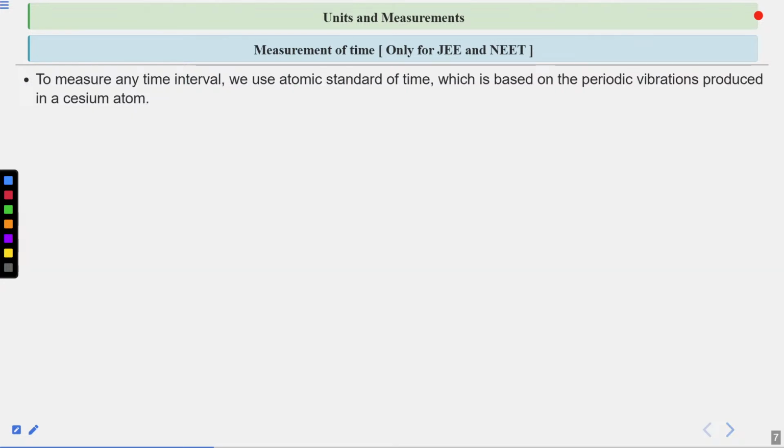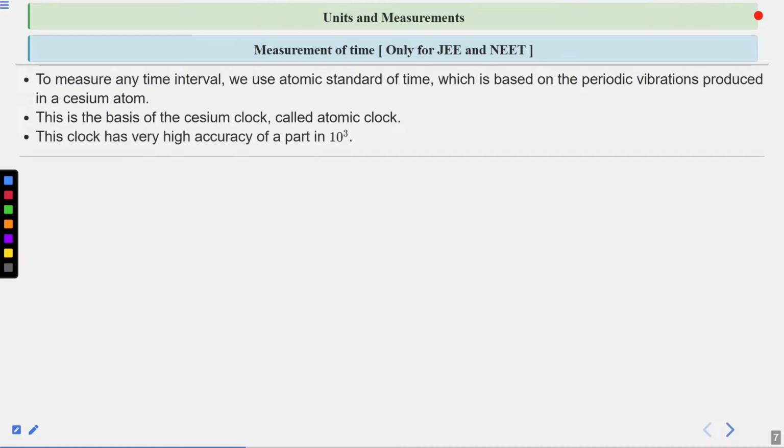Second is measurement of time. To measure any time interval, we use the atomic standard of time, which is based on periodic vibrations produced in a cesium atom. This is the basis of the cesium clock, called the atomic clock. This clock has very high accuracy of one part in 10 raised to the power 13.